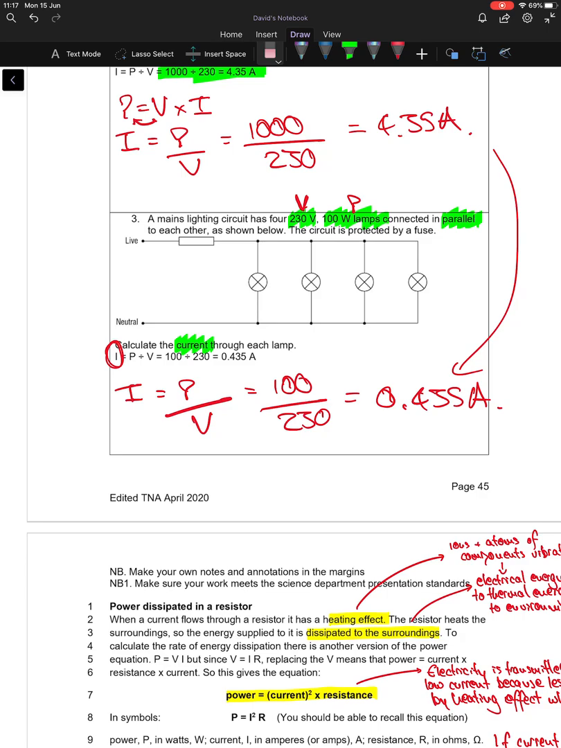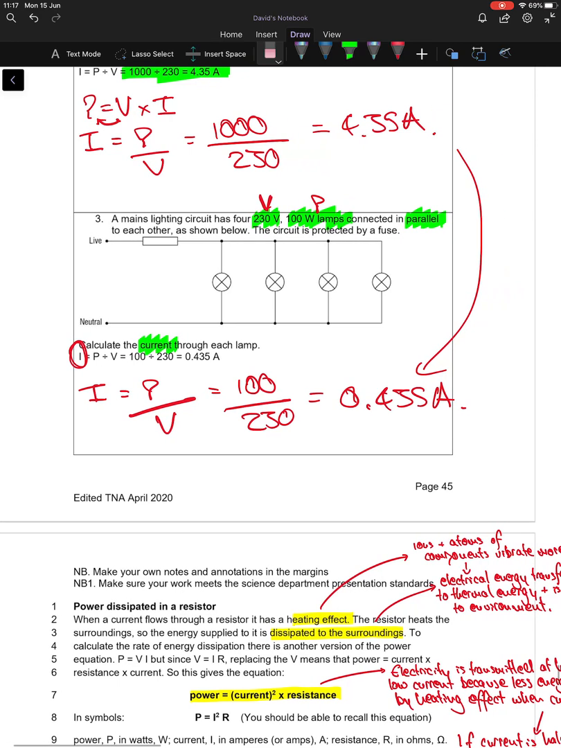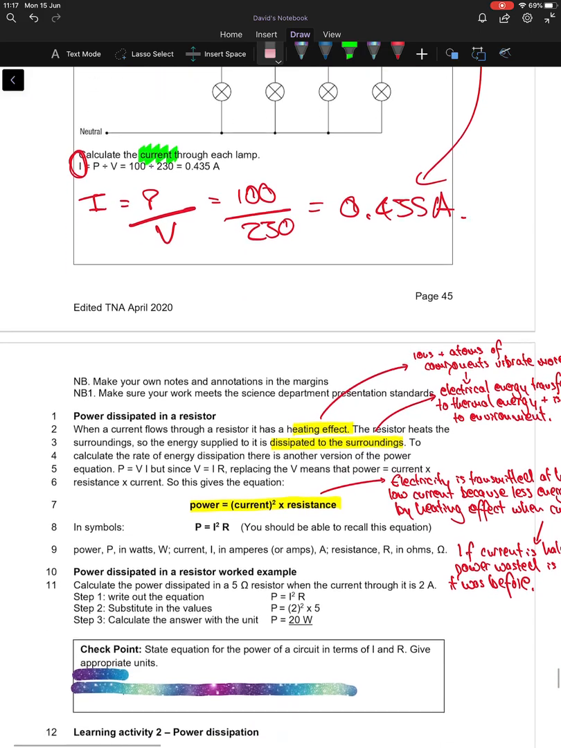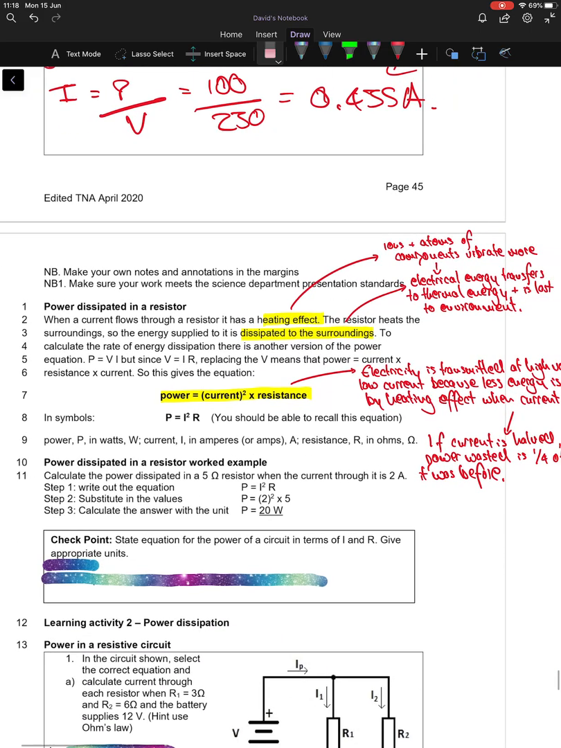Right. So, we've had a little look at that. Now, let's have a little look at the other equation we were talking about a couple of minutes ago.